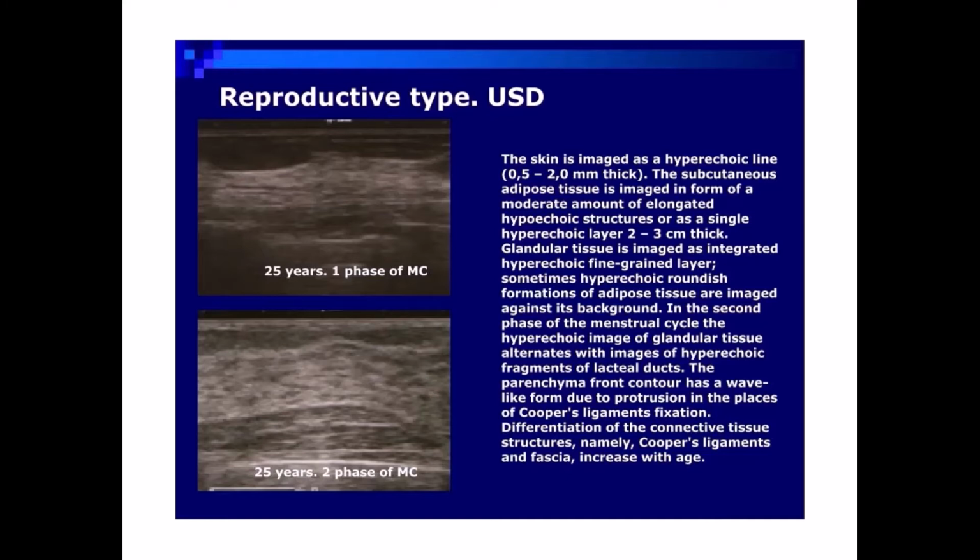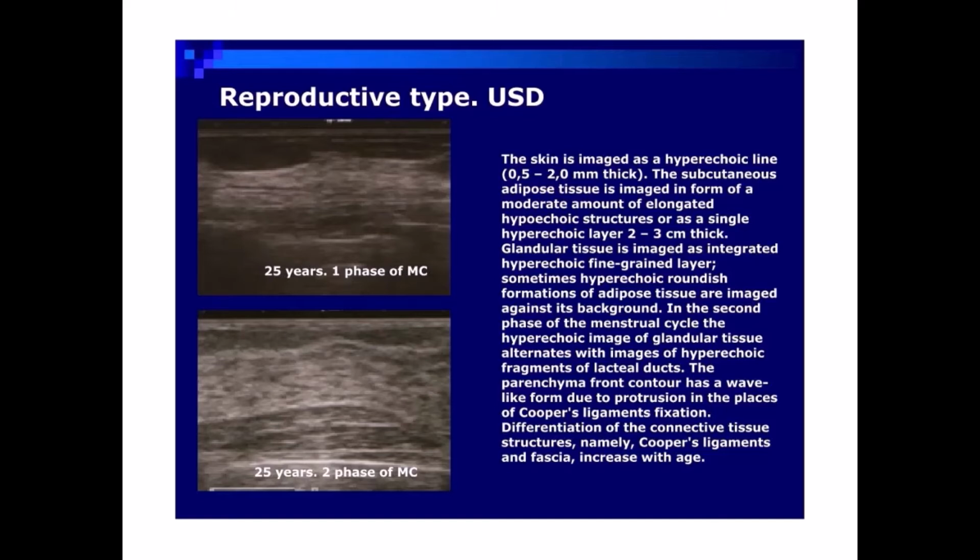The subcutaneous adipose tissue is imaged in the form of a moderate amount of elongated hypoechoic structures or as a single hyperechoic layer 2–3 cm thick. Glandular tissue is imaged as an integrated hyperechoic fine-grained layer. Sometimes hyperechoic roundish formations of adipose tissue are imaged against its background.